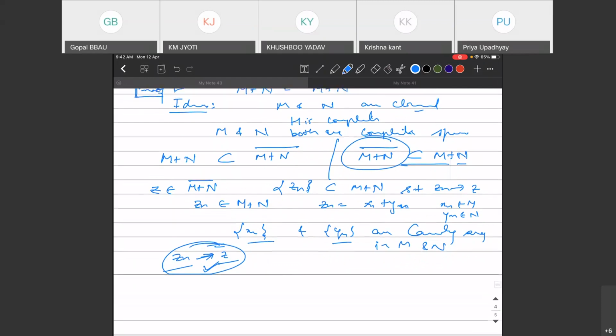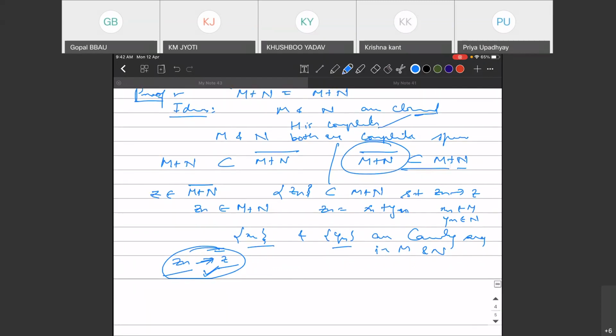And since M and N are closed in a complete inner product space, therefore they are complete. So by the definition of a complete space, the Cauchy sequence is convergent, so Xn converges to some point, say X, Yn converges to Y. And Zn converges to Z, where Zn equals Xn plus Yn. And from here you are seeing that Xn converges to X, Yn converges to Y. You will get this X plus Y in M plus N.